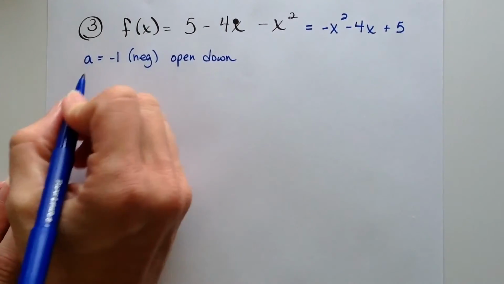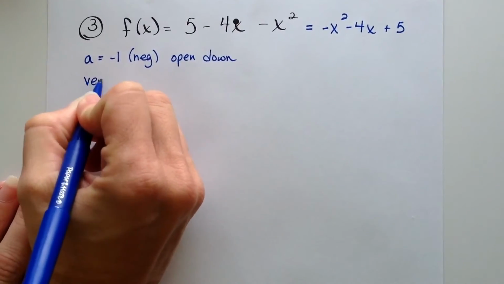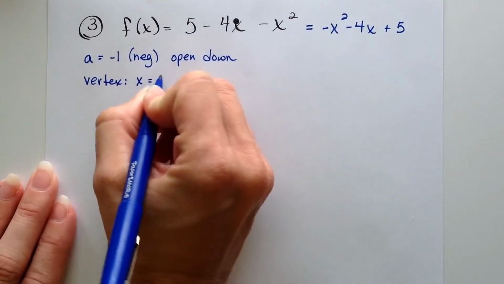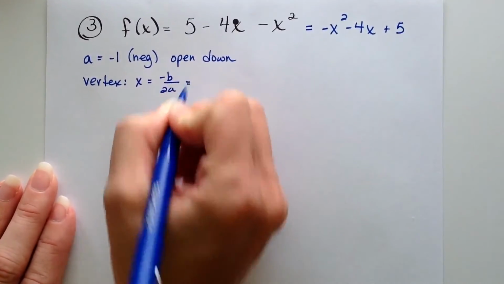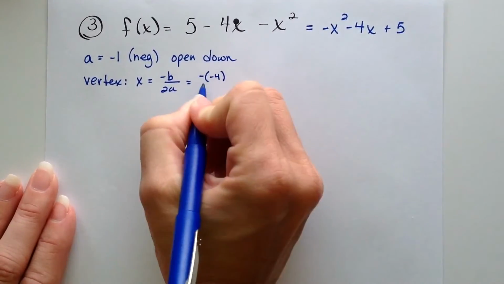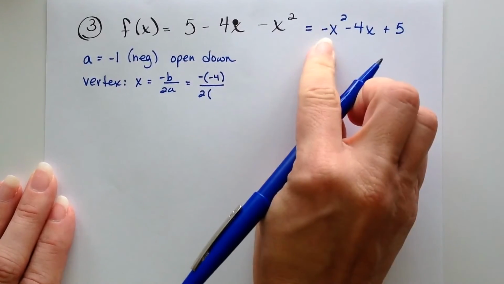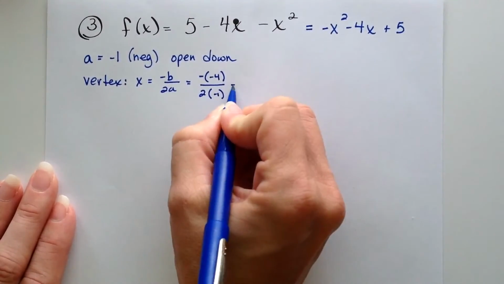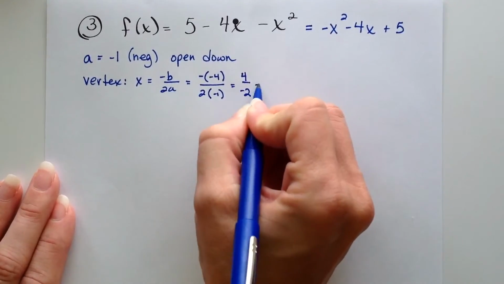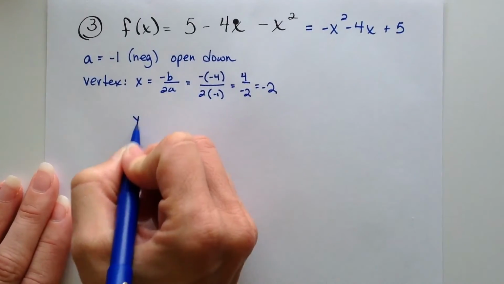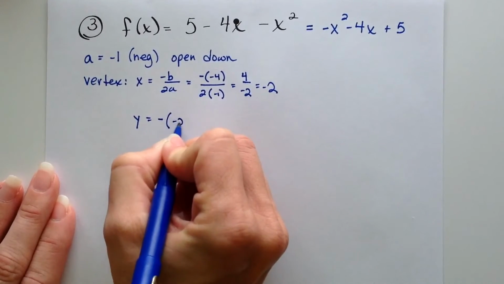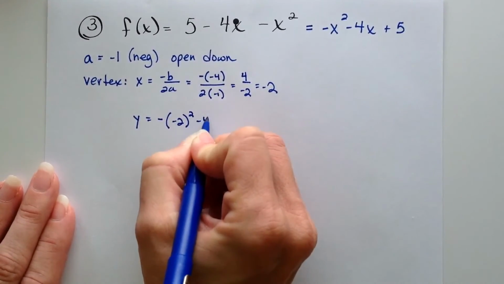Okay, now vertex. With this one, you have a little bit more work that you have to do with your vertex. Remember, you've got your formula of negative b divided by 2a. My b value is negative 4, so I have negative 4 divided by 2 times a, which we've already said a is negative 1. So that's going to give us a positive 4 divided by negative 2, which is negative 2. Now you have to substitute this back into the problem to find your y value.